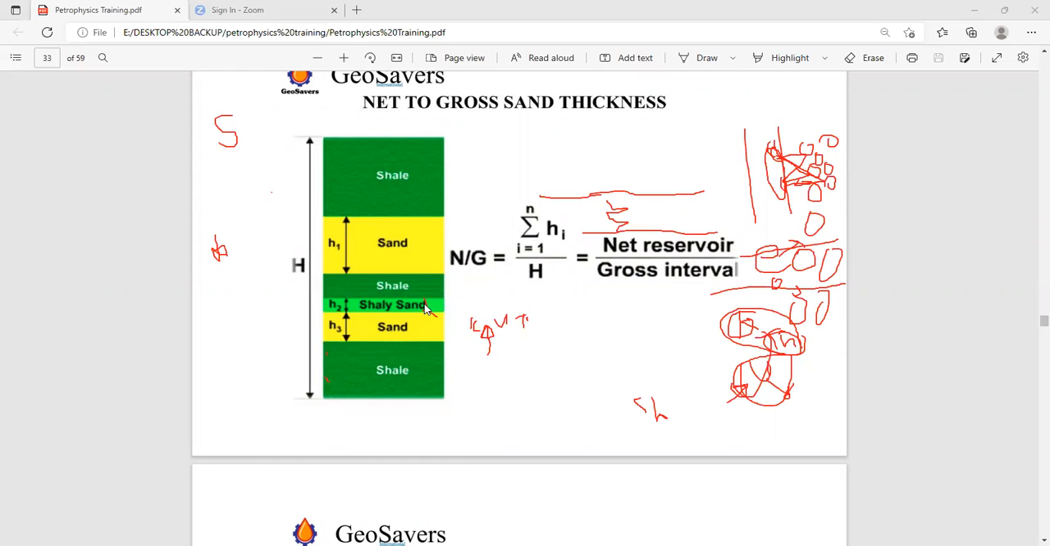We are going to look at cutoff when we start the practical exercise. So we have H2, H3. This is what we call the net reservoir.